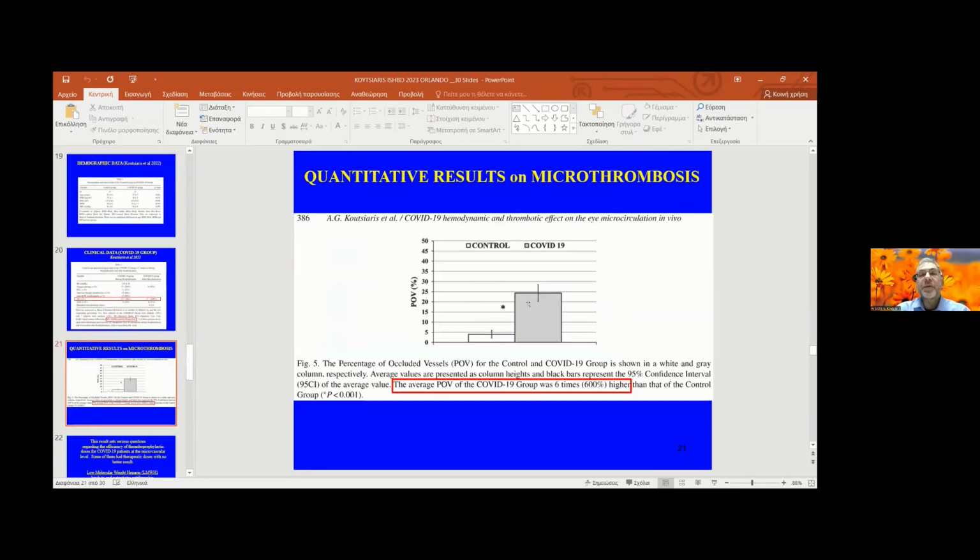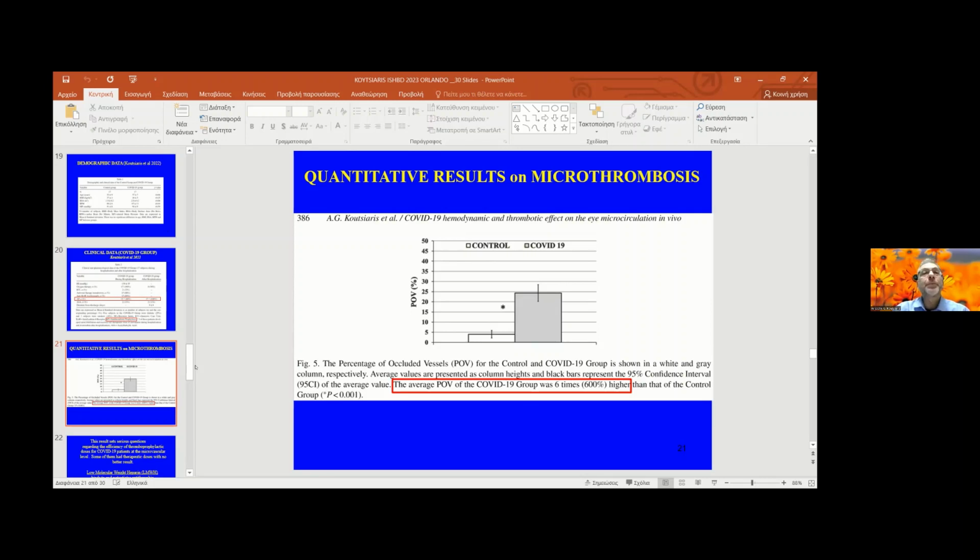Our first impressive result was about POV, the percentage of occluded vessels. And as you can see, the gray column is for COVID-19, the white column is for controls, and the difference is huge. The average POV of the COVID-19 group was 6 times or 600% higher than that of the control group. So we had a huge difference here.